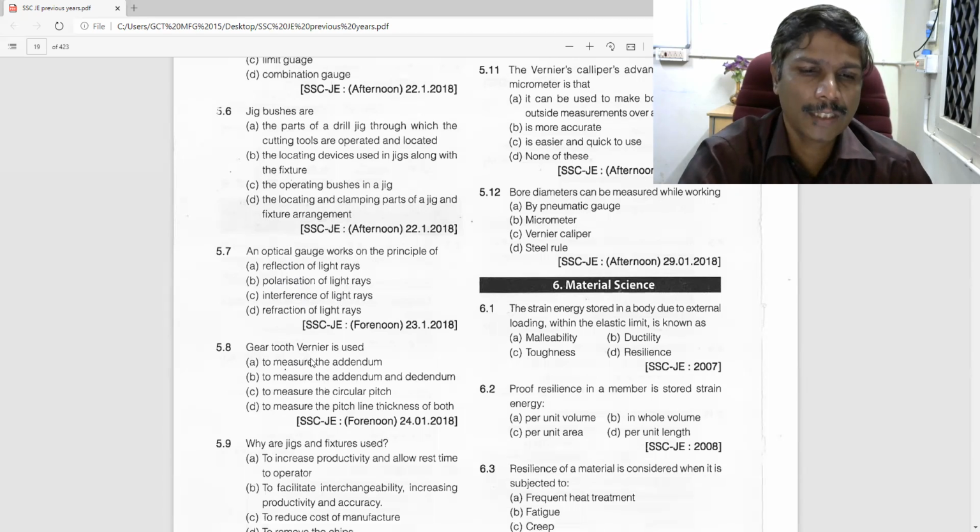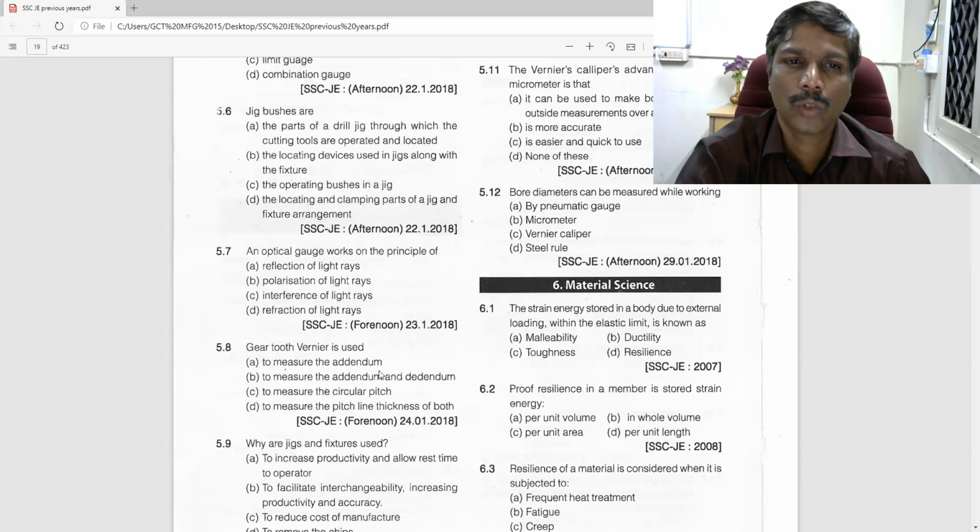Gear tooth vernier. Next we are going to see about the gear tooth vernier, used to measure the pitch line thickness of the tooth. How do we remember? This vernier and the pitch line, VP. VP means vice president, like that. So gear tooth vernier is used to measure the pitch line thickness of the tooth.